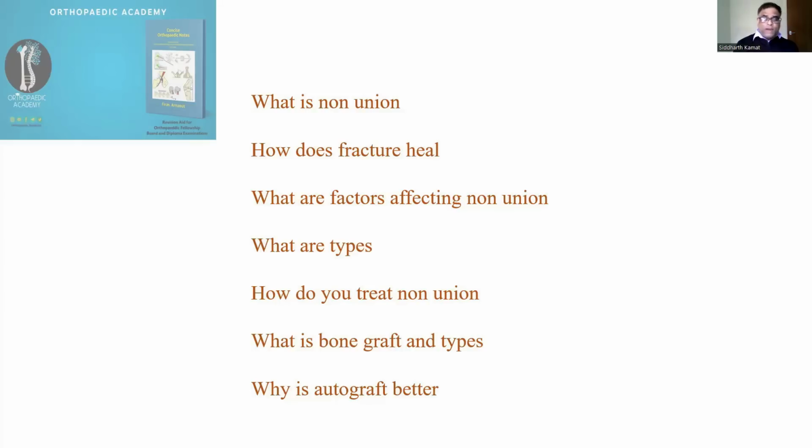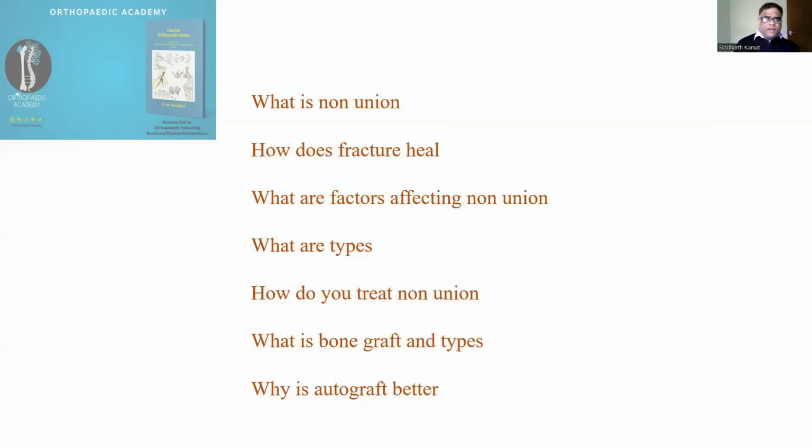So why is autograft better? Autograft is better because it has all three properties. It is osteoconductive, that is, it forms the framework. It is osteoinductive, it gives the factors which are required for bone formation, as well as it is osteogenic. It has cells which can form bone. The cells are mesenchymal cells, osteoblasts, and osteocytes.